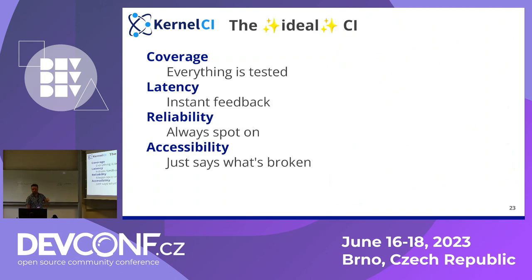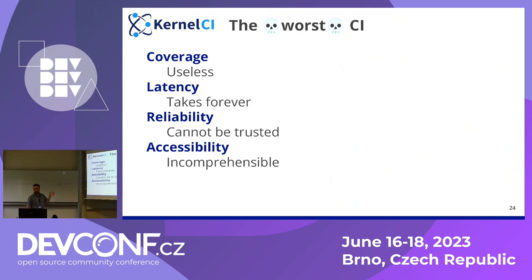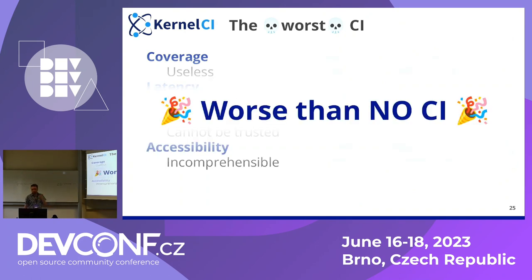For these metrics, of course, the ideal CI would test everything, provide instant feedback, and be always spot on, and it would just tell you what's exactly broken, not requiring you to go in there and read the logs and try to reproduce those problems. And the worst CI would, of course, test nothing or test something else, and it would take forever and never produce a correct result, and the result it produces is basically impossible to comprehend. So the worst CI is much worse than no CI.